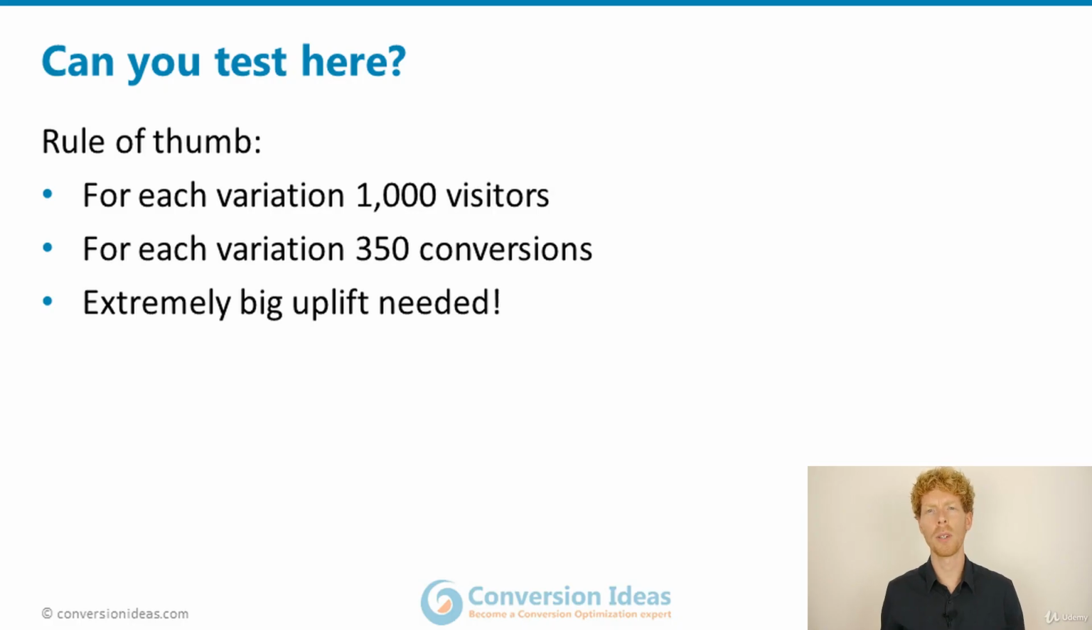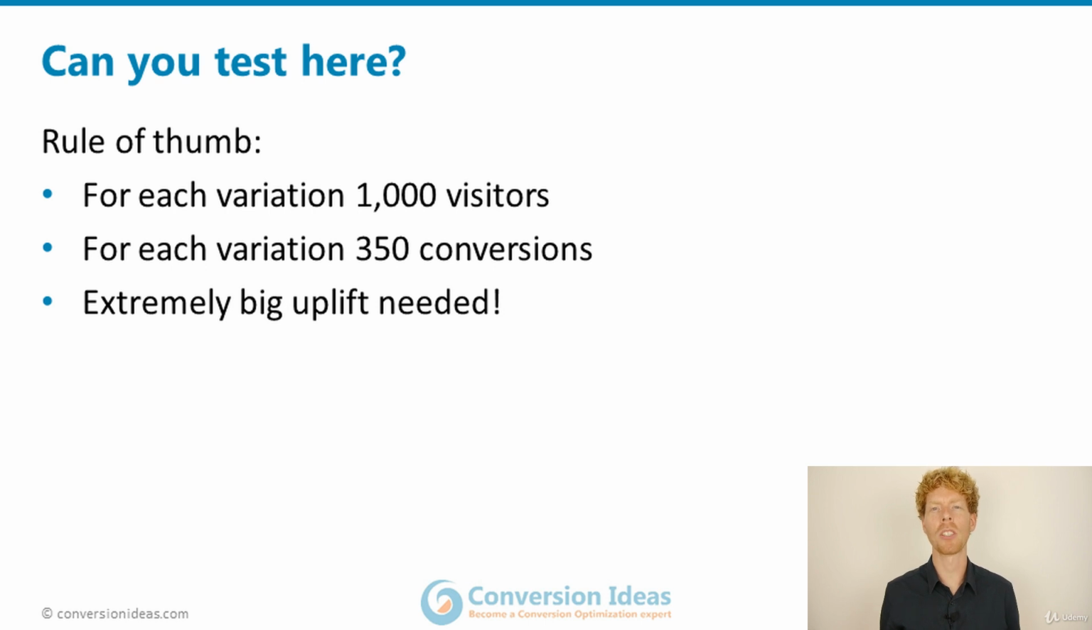The next step is to determine if we can actually run this test or not. And this all depends on the number of website visitors and the number of conversions going through your test. Now, a rule of thumb is that you need at least 1000 visitors and 350 conversions for each test variation in your A/B test. But the fact is, I barely see these numbers work.